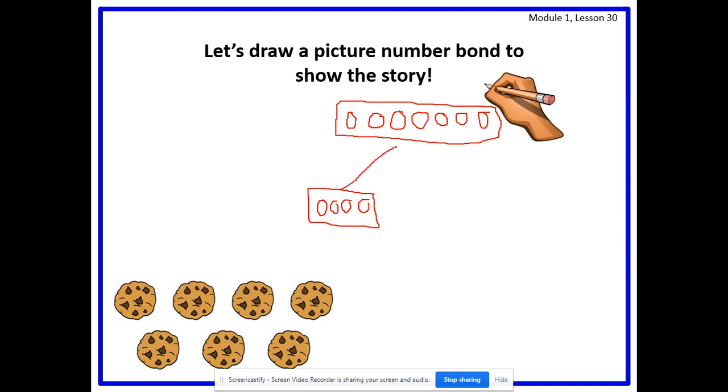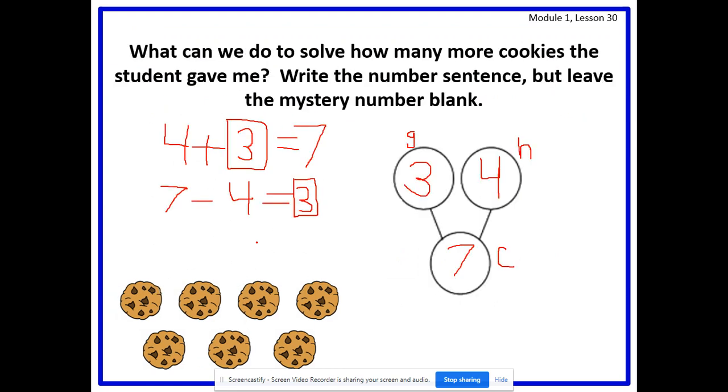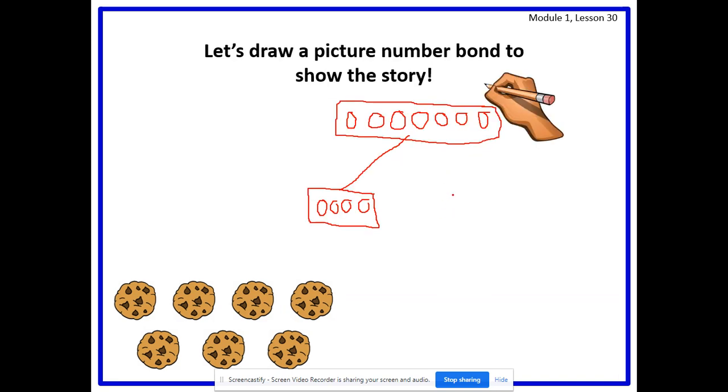Then you go ahead and connect it. And then last, we need to draw our other part, which is the number of cookies the student gave me, which are the ones we labeled with a G, or unknown number. How many cookies did my student give me? Get ready. Yes, 3. So let's go ahead and draw it. 1, 2, 3. Box it and connect it to our whole.